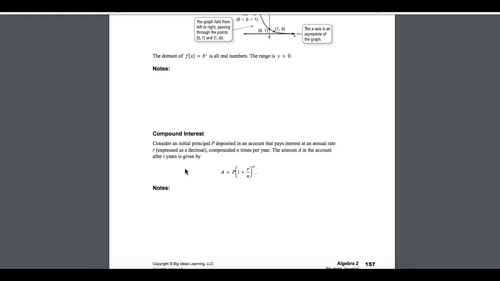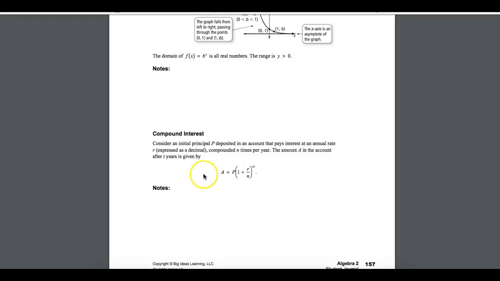Now, remember, compound interest is a formula that is used to calculate the interest earned over a certain period of time when you know things like the interest rate, the amount of time, and how often that interest is compounded. So here's your formula right here. A equals P times the quantity 1 plus R over N to the N times T power.